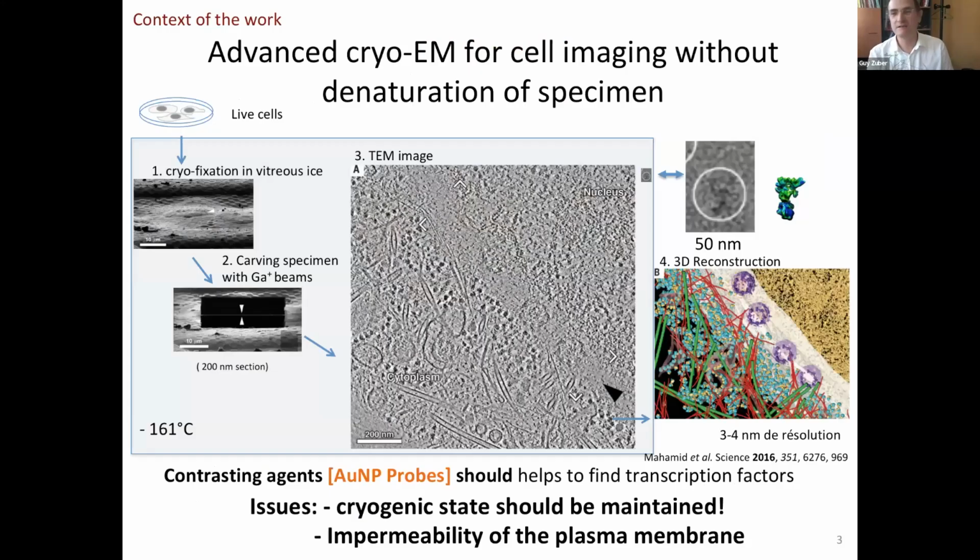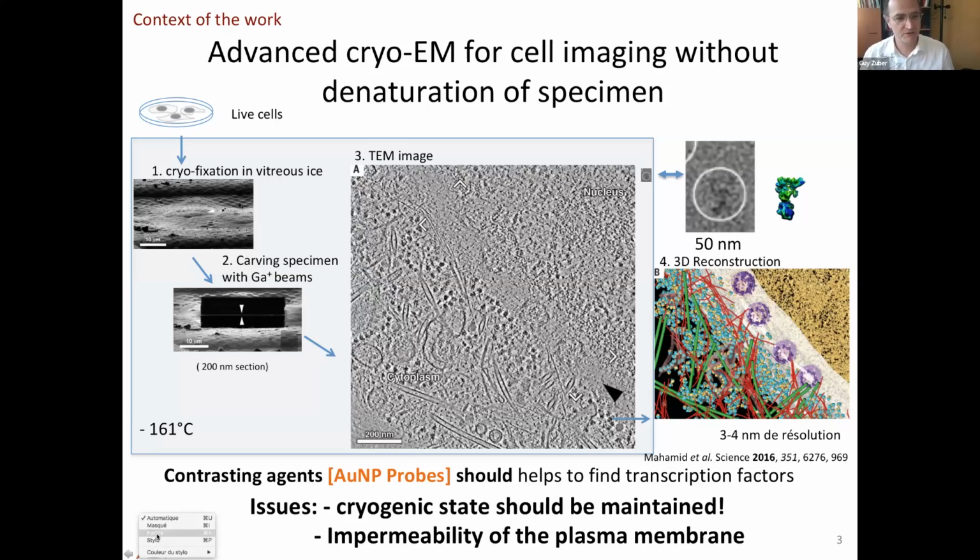The context of our work is advances in cryo-electron microscopy. This is an image from Mahamid, published in Science in 2016. What you can do right now is freeze living cells, have them in vitreous ice, carve them, and then analyze them. This is very interesting.